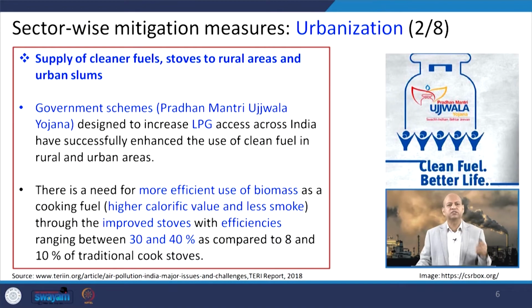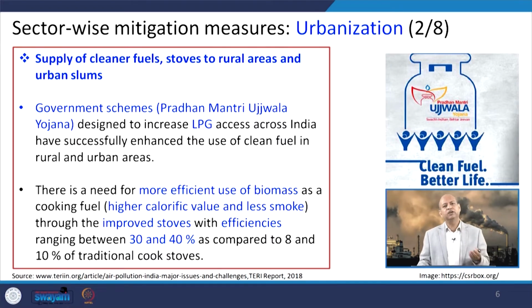Okay, so when we talk about supply of cleaner fuels for the stoves used in rural areas and urban slums, I am sure you might know that in rural areas a lot of dung and wood etcetera are used for cooking purposes, and they emit a lot of smoke, a lot of air pollution. So, government schemes like Pradhan Mantri Ujjwala Yojana have been designed to increase LPG access across India to poor people also, and this has successfully enhanced the use of clean fuel in rural as well as urban areas, in urban slums especially, which are the poor segment of the population. So, it has resulted in much less air pollution emissions, and that way the indoor air quality has been improved.